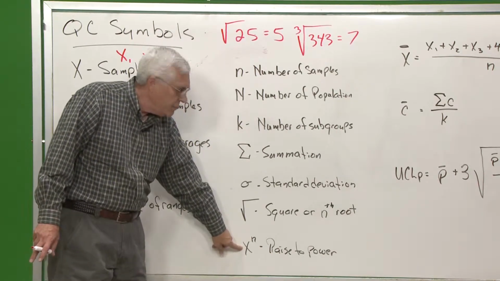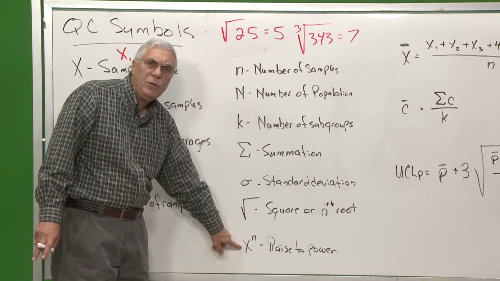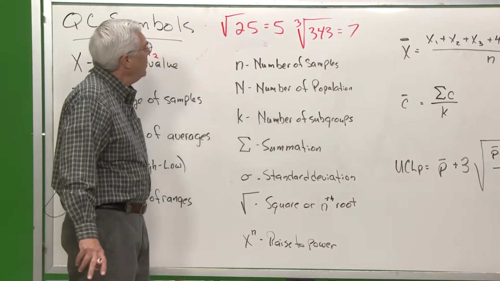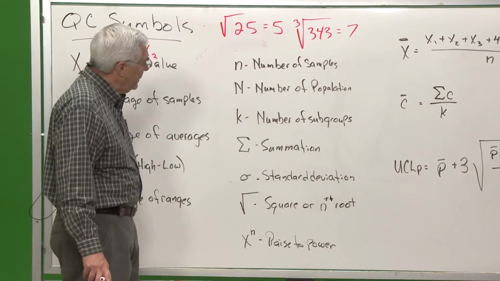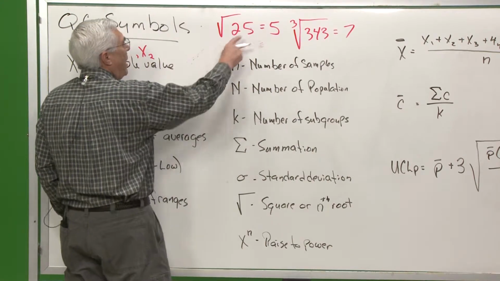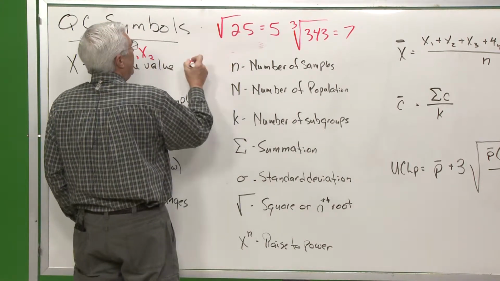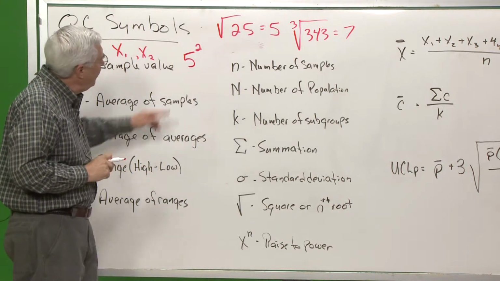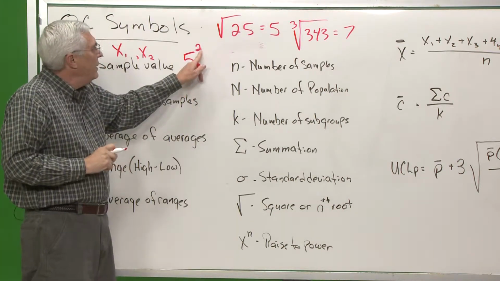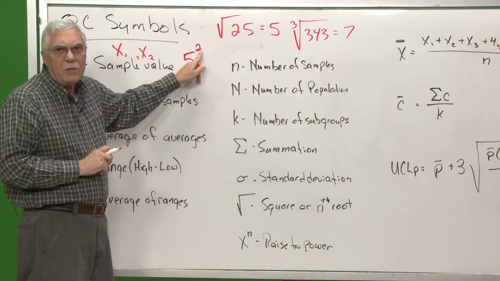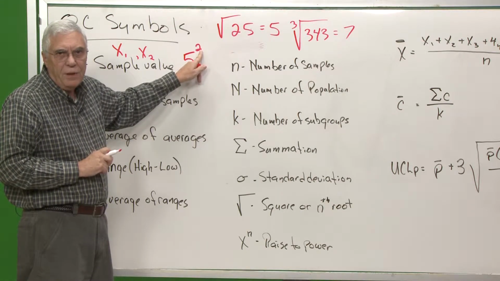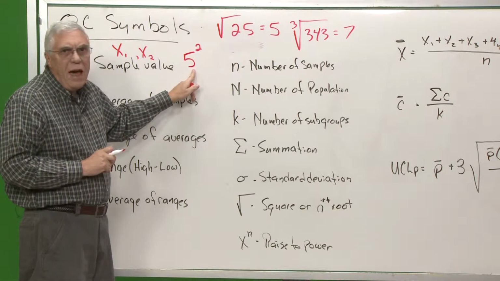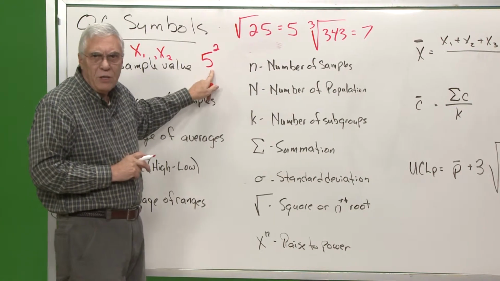X to the nth, then again, this means to raise a number to a given power. Let's just go back with these numbers here. If I take my 5 squared, 5 is the x value, n is the power. In essence, this is referred to as the exponent. This is referred to as a factor, because all powers are a multiplication process.